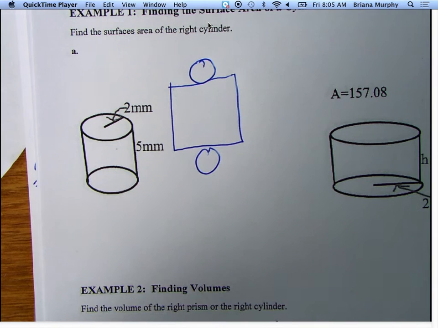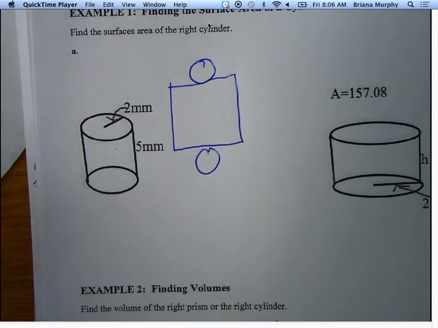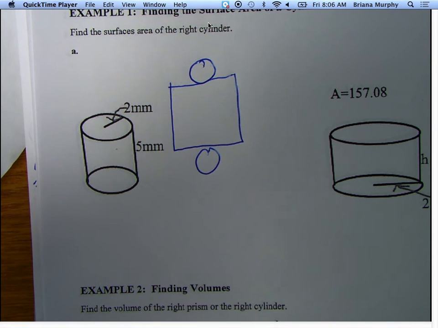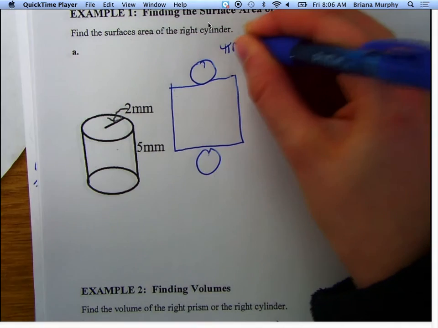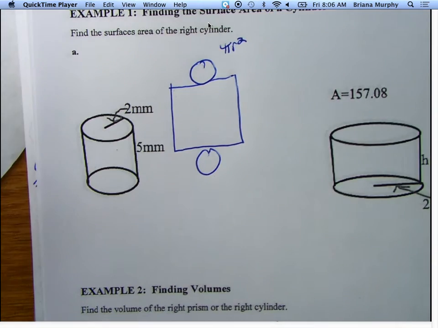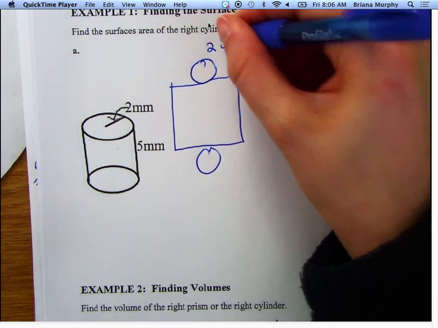So how am I going to find the area of those circles? What's the formula for the area of a circle? It's in the front of your circle book. We used it all yesterday for the homework. Pi r squared. Good. And how many circles are there? Would it make sense if I times it by 2?